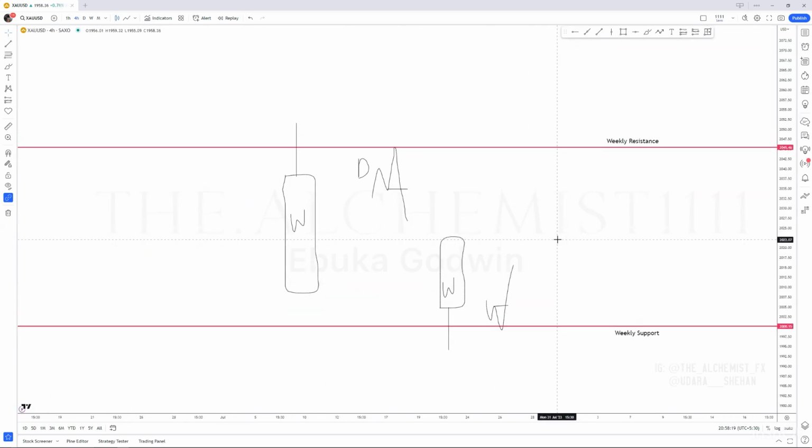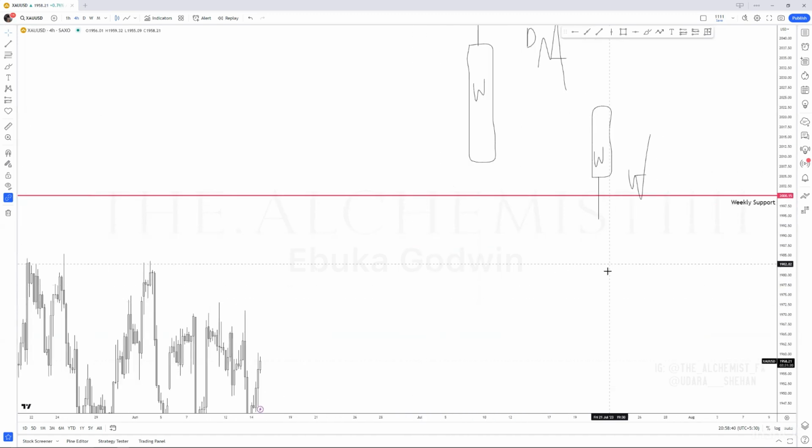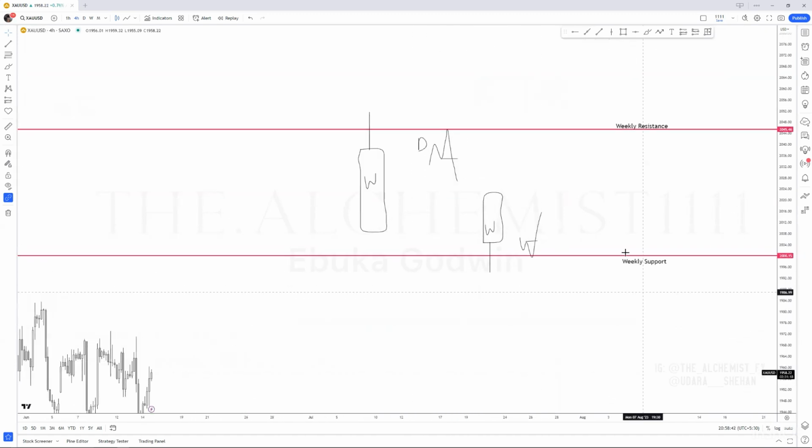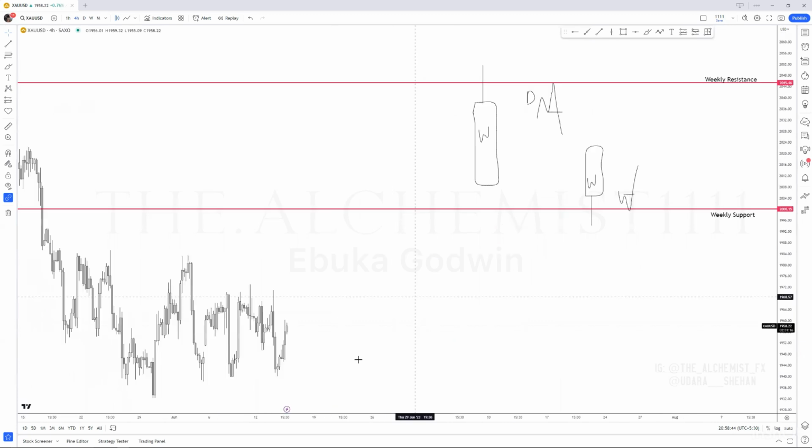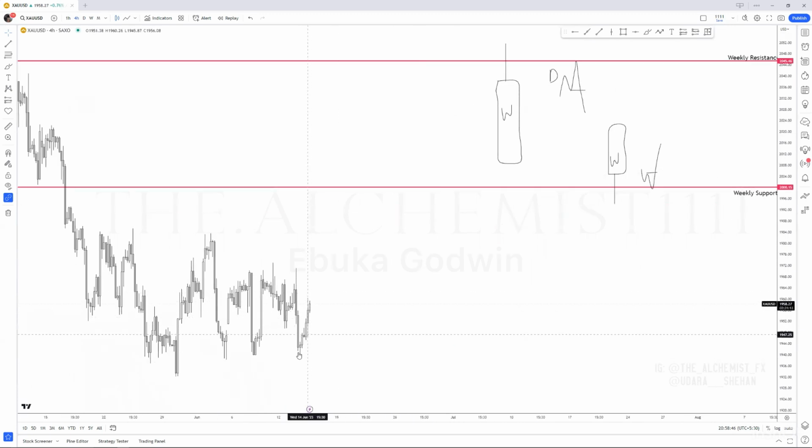Remember at the end of every single week, you need to go to your weekly time frame and check if you have weekly rejecting a weekly resistance and then daily giving you a bearish breakout, or is weekly rejecting a weekly support and has daily given you a bullish breakout. Right now, weekly has started a bullish storyline. I'll show you. That is why we're getting these moves.